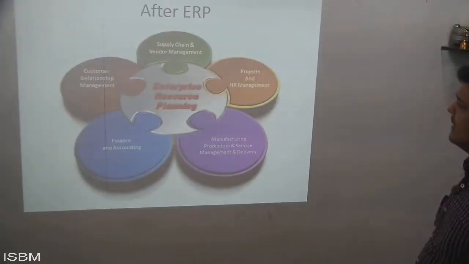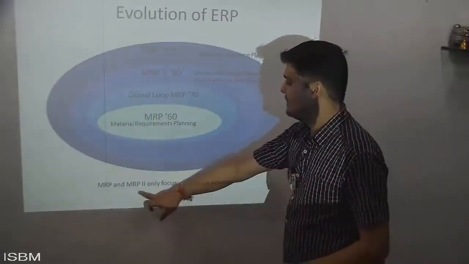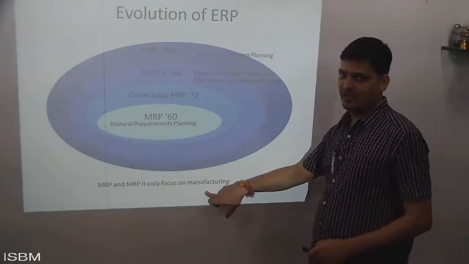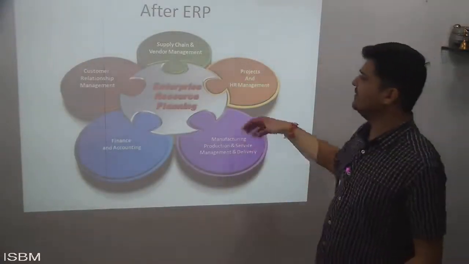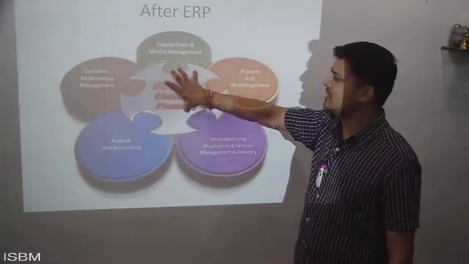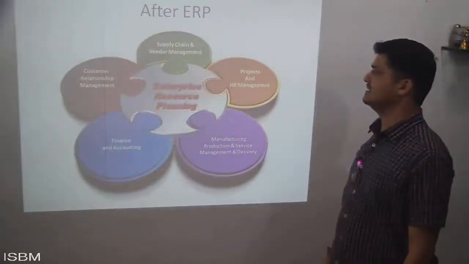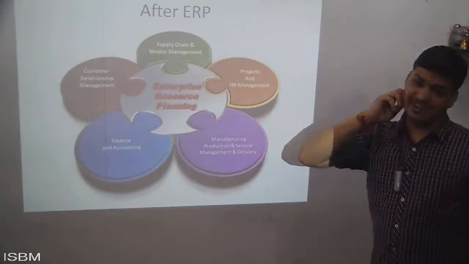So what about the ERP? See, here it is written that MRP only focuses on manufacturing, which I have told you about. So how does ERP integrate different departments? This is the ERP in the middle. So how does it integrate each and every department? Just like I can show you supply chain management and vendor management.